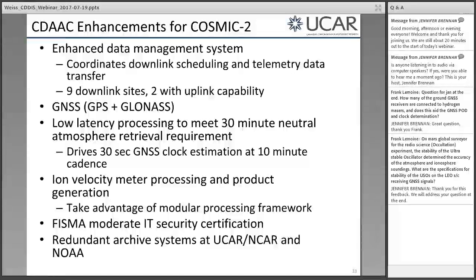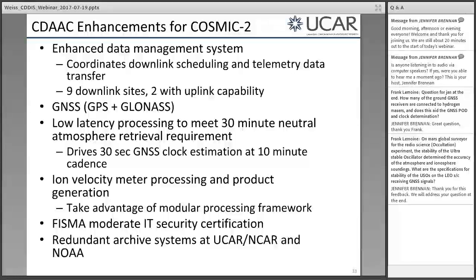So we're the Operational Data Processing Center, and we've done a lot of work to enhance that over the last few years to get ready for Cosmic 2. There's an enhanced data management system, so we're involved in coordinating the downlink scheduling and the telemetry data transfer between the different sites and the different centers that need the data. We've added GLONASS capability. Of course, I believe we'll have the first publicly available GLONASS data from space from Cosmic 2, so that's exciting. The low latency requirements that I already talked about have driven a lot of work not only on the downlink side, but also on the processing side to make sure we can meet those requirements.